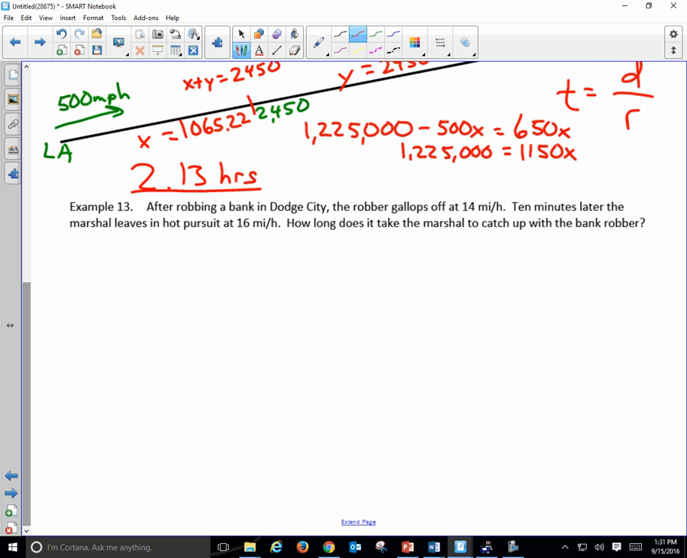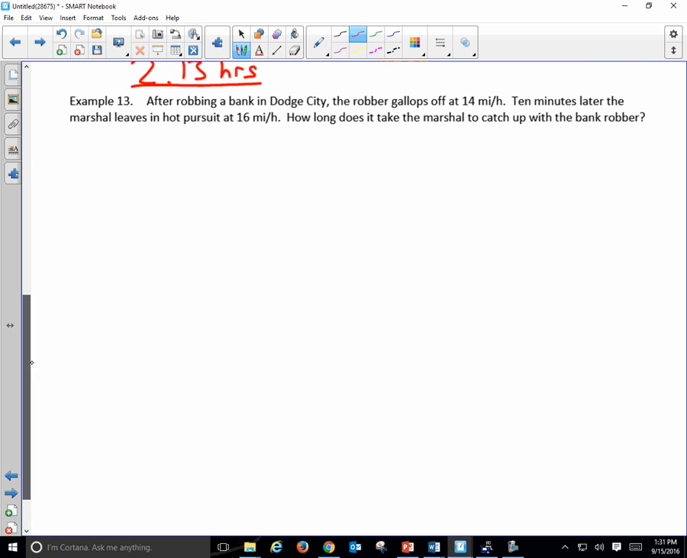Okay, you hanging in there? One more problem involving distance to time, okay? After robbing a bank in Dodge City, robber gallops off at 14 miles per hour.